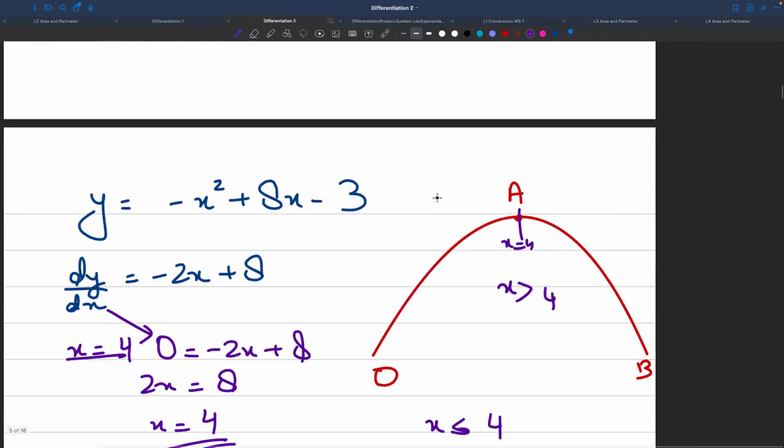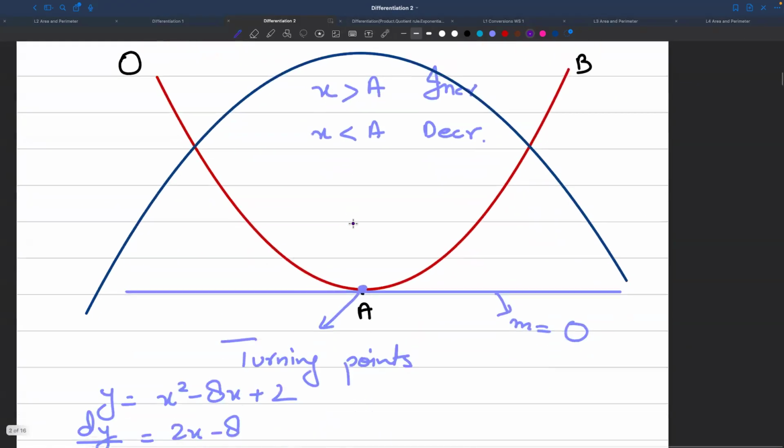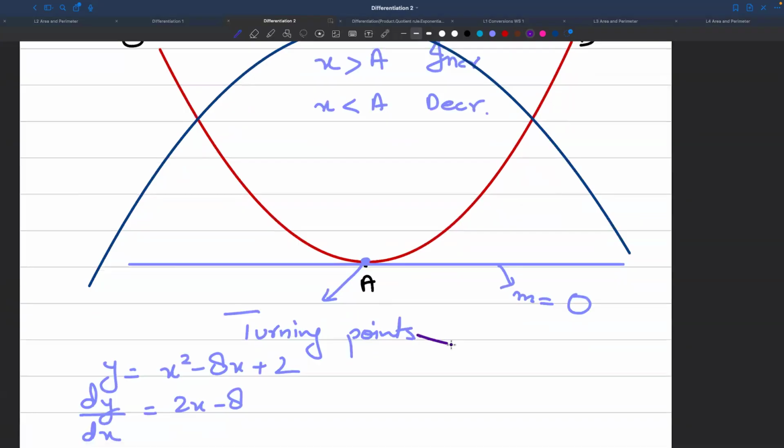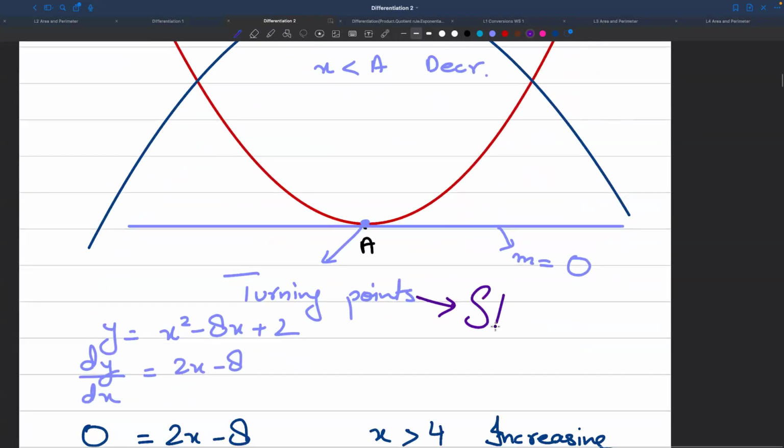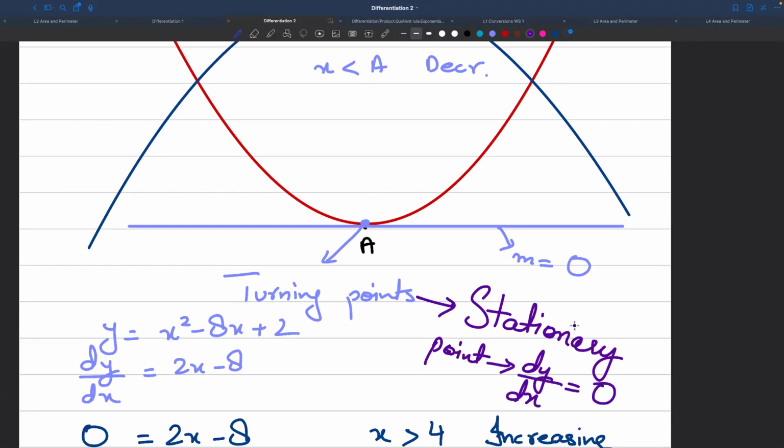One thing is done. We also call this turning point the stationary point. A stationary point is any point on the curve where your gradient, or the dy dx, becomes equal to 0.